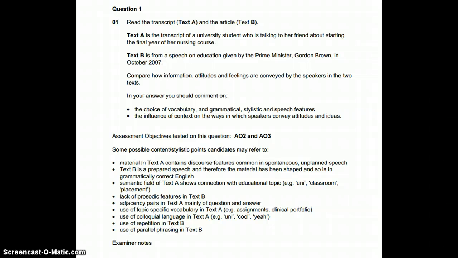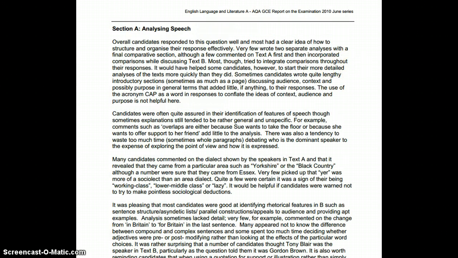These are the things that candidates may refer to. It might be that you look at more, and probably you should be looking at a little bit more than is suggested, and alternative things as well. Okay, this is the examiner's report.